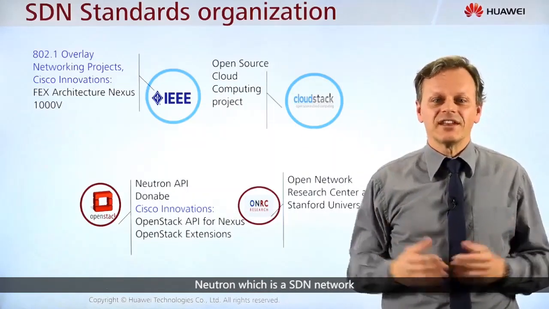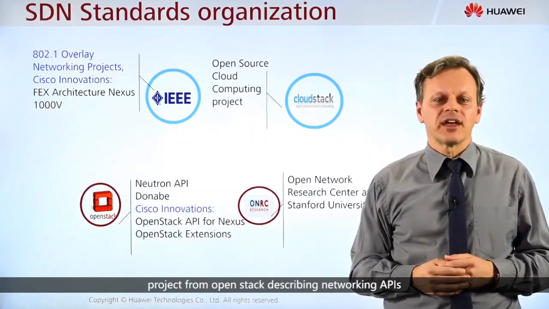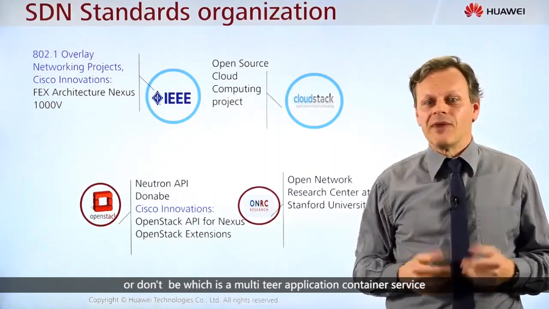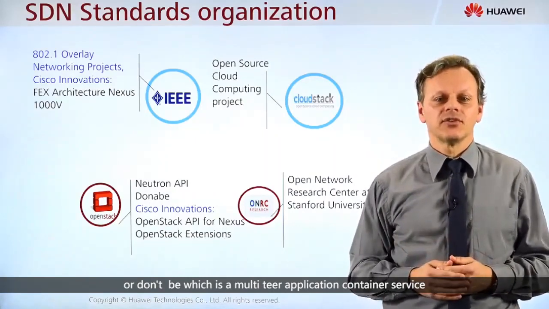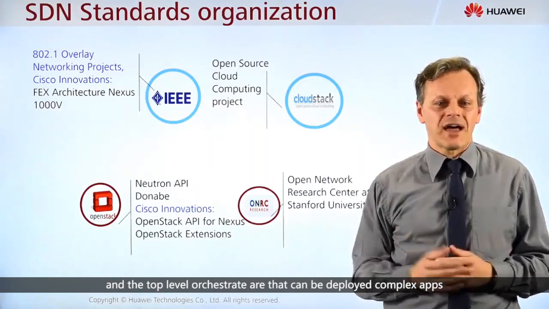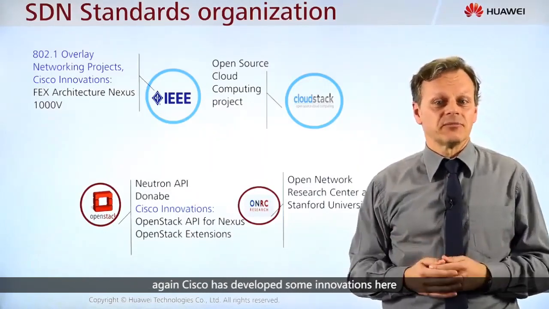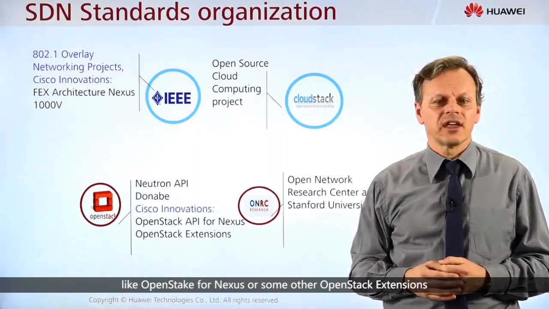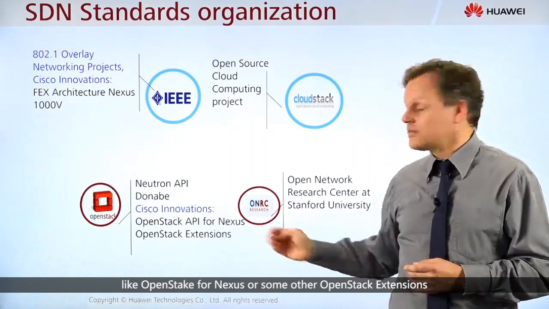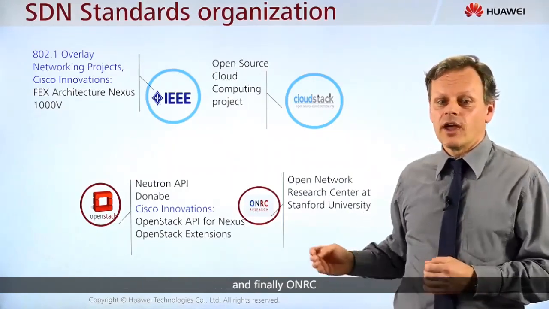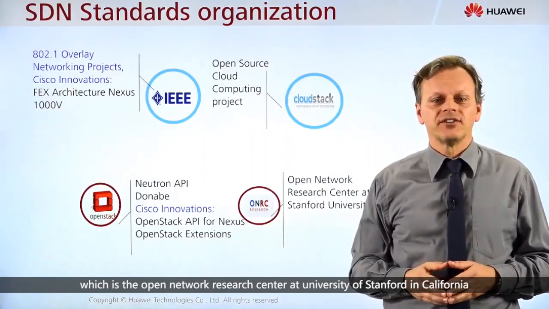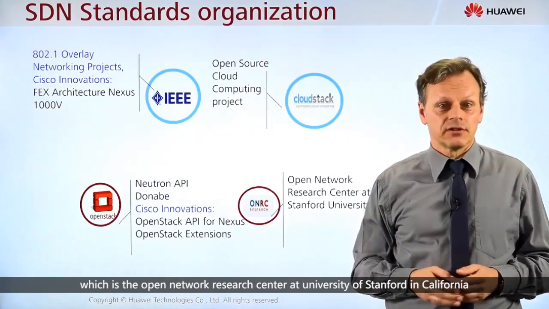Neutron, which is an SDN network project from OpenStack describing networking APIs, or Donabe, which is a multi-tier application container service and a top-level orchestrator that can deploy complex apps. Again, Cisco has developed some innovations here like OpenStack API for Nexus or some other OpenStack extensions. And finally, ONRC, which is the Open Networking Research Center at Stanford University in California.